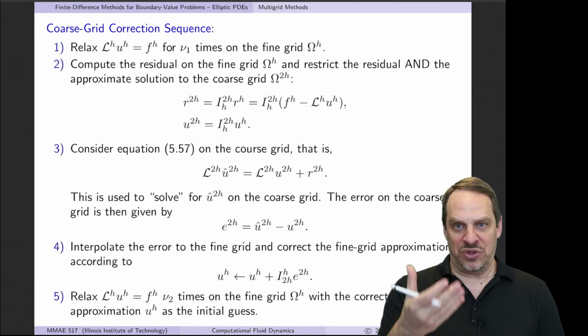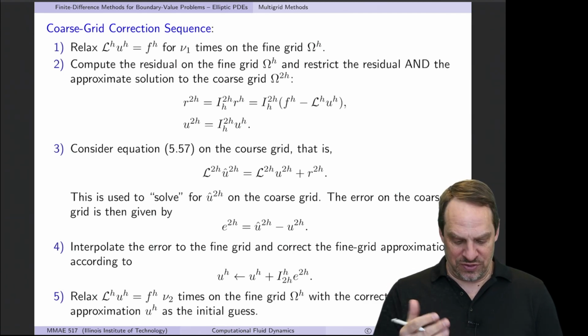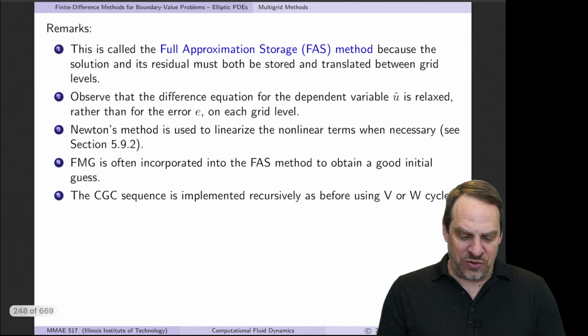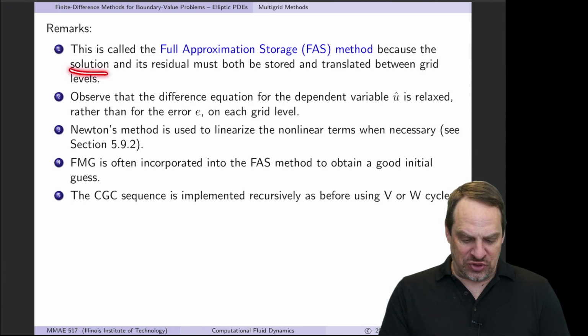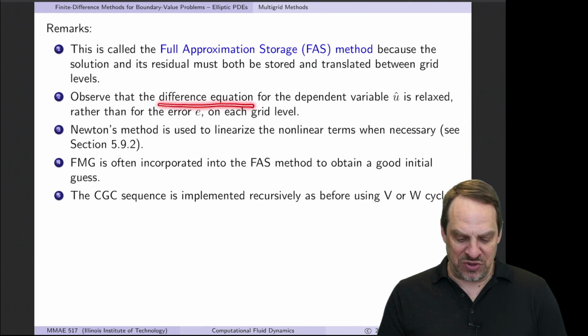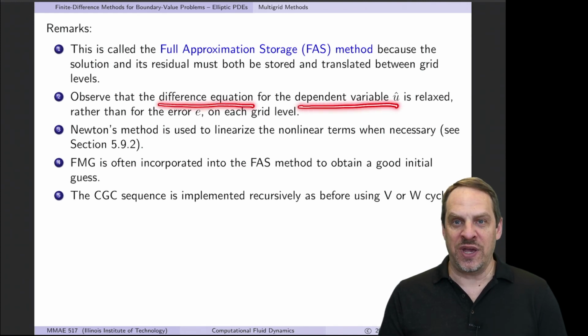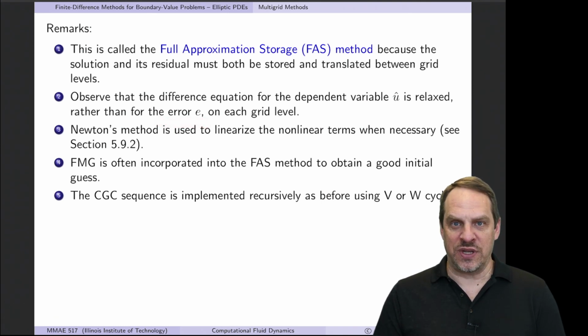And then we again put this into context of a V cycle. We do the V cycles as many times as necessary until we get a converged solution. This is called full approximation storage, or FAS. And that's because we now have to store both the solution and the residual as we go up and down through the grids. Now you notice that the difference equation that's being relaxed is for the dependent variable u hat, that was in step 3, and not the error, as was the case before.